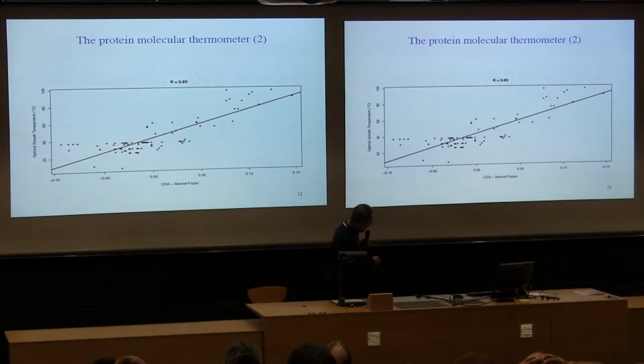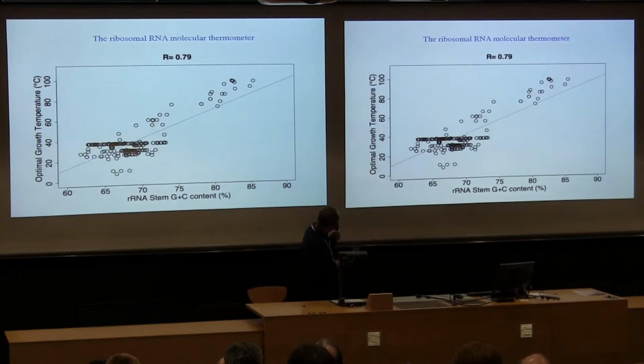So if we plot this second factor of the analysis as a function of optimal growth temperature, we see this clear correlation appear, with a linear correlation coefficient of 0.83. With ribosomal RNA sequences, this is our molecular thermometer. We have this clear correlation between the GC content of the molecules and the optimal growth temperature, with a correlation coefficient of 0.79.